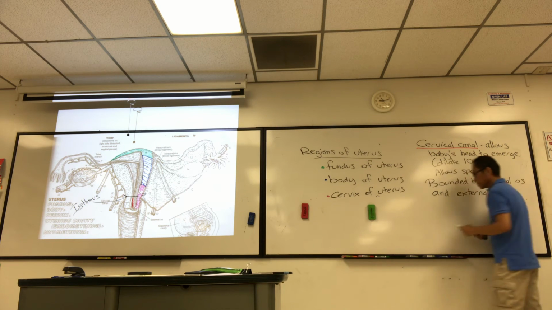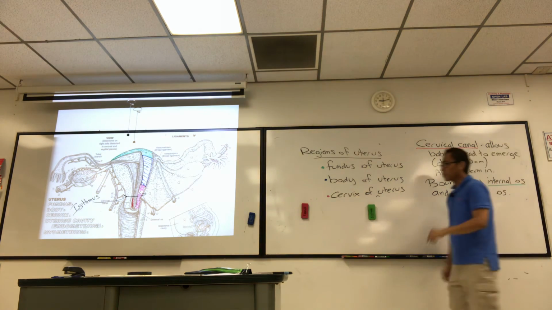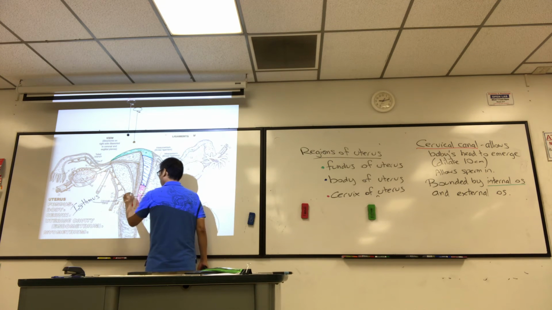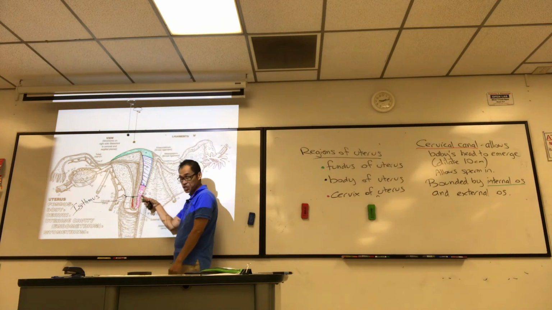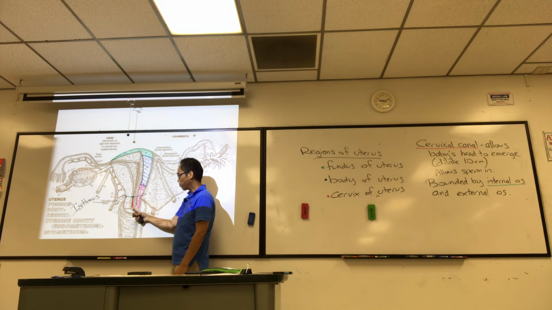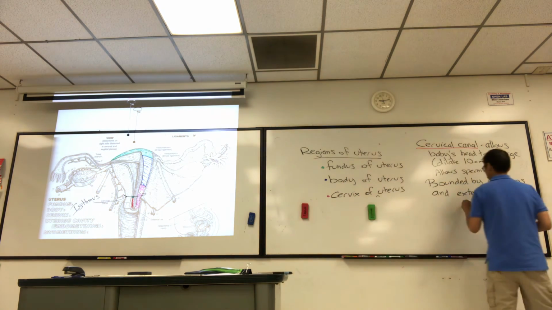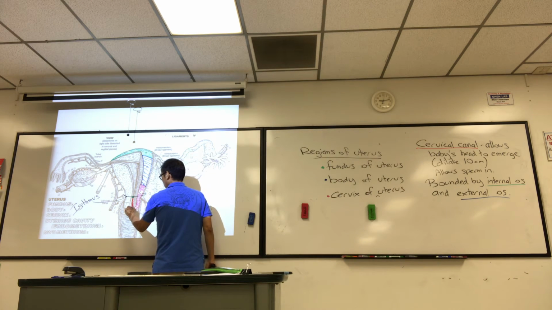So the internal os, I want to put a little green dot where it is, pretty much right here. I put it by design at the same level as the isthmus, because that's by definition where it is. Okay? So that's how you get into the uterine cavity. So right below it, right at the opening where sperm first swims in, is the external os. Right down there.